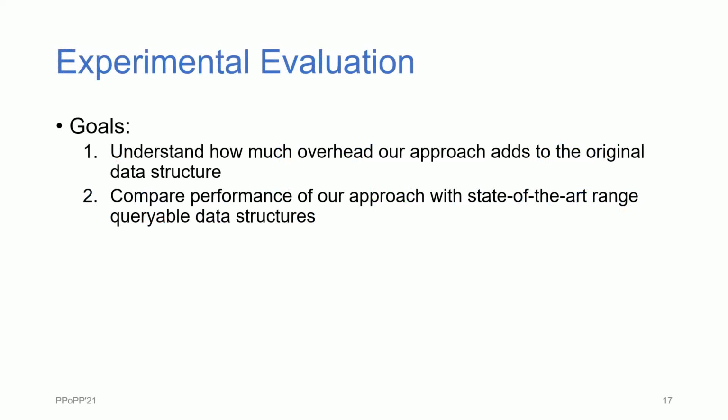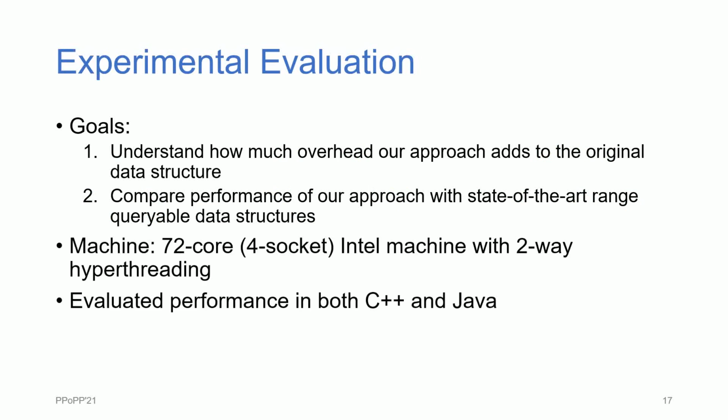Our experimental evaluation has two main goals. The first is to understand how much overhead our approach adds to the original data structure, and the second is to compare the performance of our approach with state-of-the-art data structures supporting range queries. We ran our experiment on a 72-core Intel machine with two-way hyperthreading, and we ran experiments both in Java and C++.